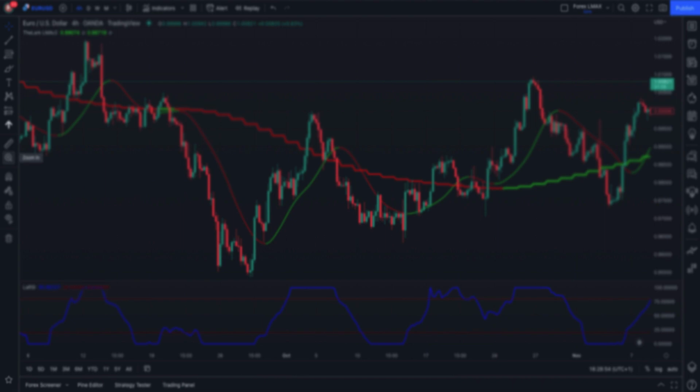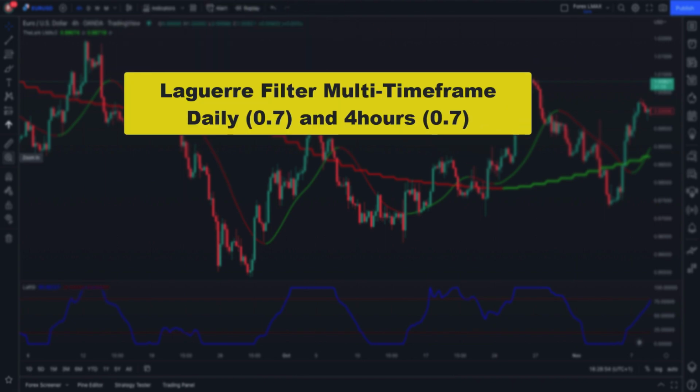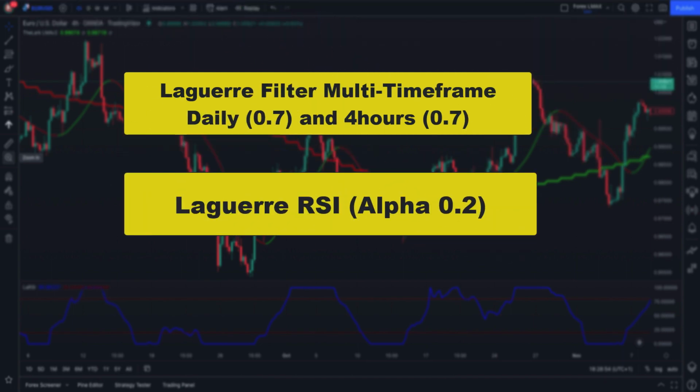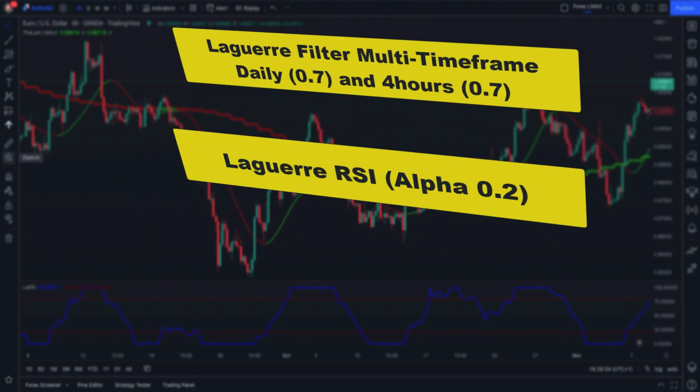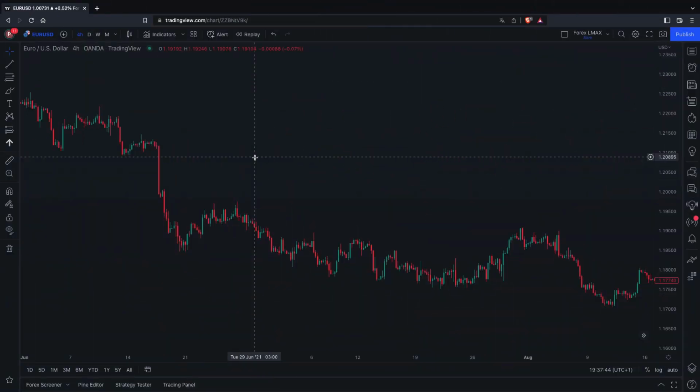These are the indicators that we will use in the strategy. Laguerre filter multi-time frame, daily and 4 hours. Laguerre relative strength index. These are the settings for the indicators.